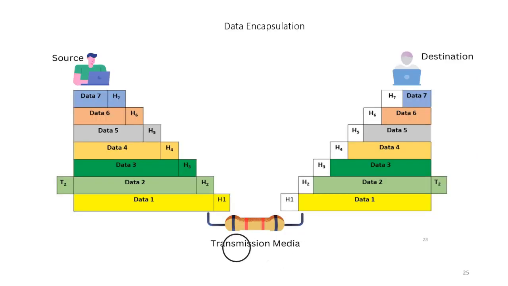Means here in this diagram you can see at the sender side there is addition of header at each layer and addition of trailer at the data link layer, and the corresponding headers and trailer are removed by the corresponding layer at the receiver end. Means here H7 is added by the application layer and that H7 is removed by the application layer. So there is wrapping of data at the sender side and unwrapping of data at the receiver side. So this complete process is known as data encapsulation.